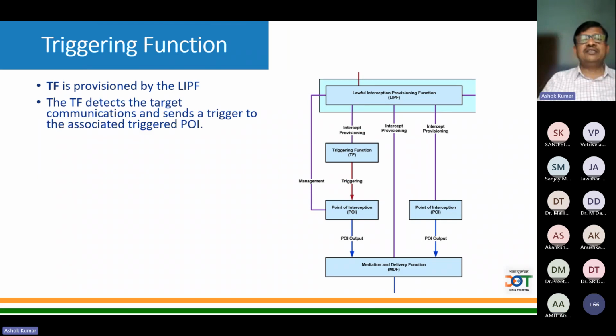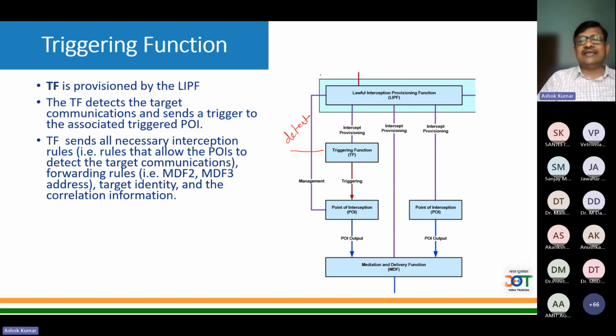So the triggering function needs to be provisioned. The capability of the triggering function is that it can detect a communication. Suppose this triggering function is SMF and it has detected a communication of the target, then it will trigger the POI. When I say trigger, it means it will send all necessary rules, what is to be done, etc., and also how it is to be forwarded to MDF from this point of interception. So basically this point of interception is being controlled by a triggering function for interception related activities. Actual provisioning is done in this, and this takes care of all the provisioning needs.